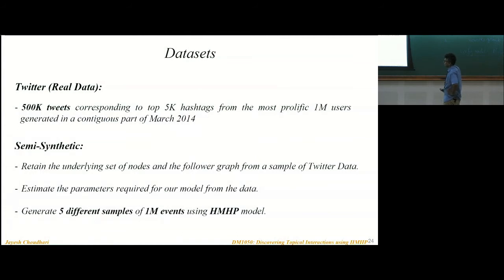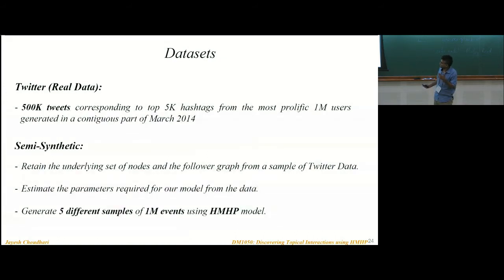What I mean by semi-synthetic is that the user network was real, but then we assumed that the data is generated by your model. Kind of like cheating. It's saying that if the data is generated by your model, are we reconstructing it back nicely? This is like the first sanity test.